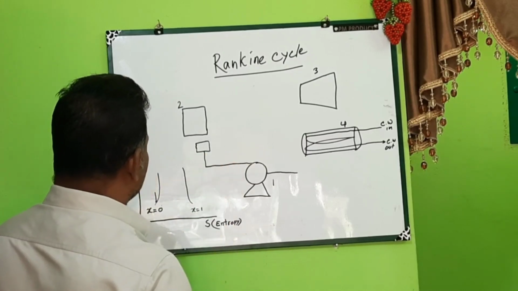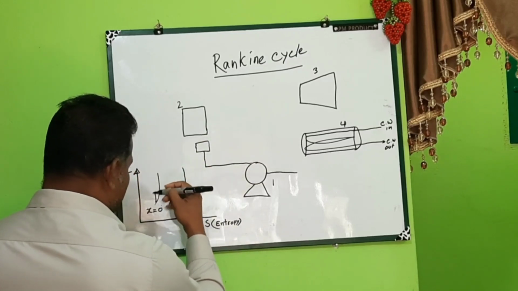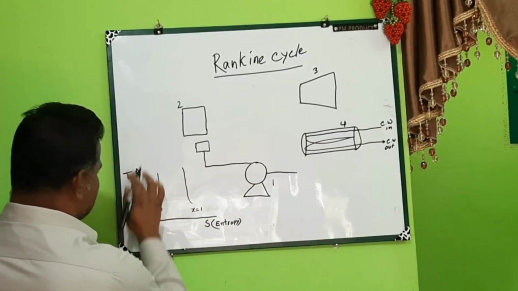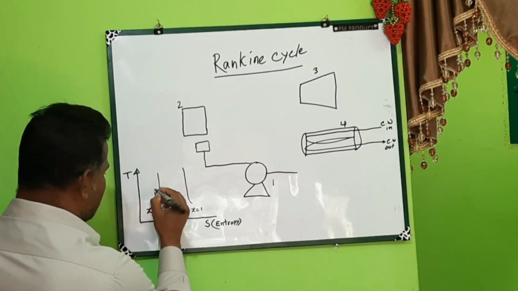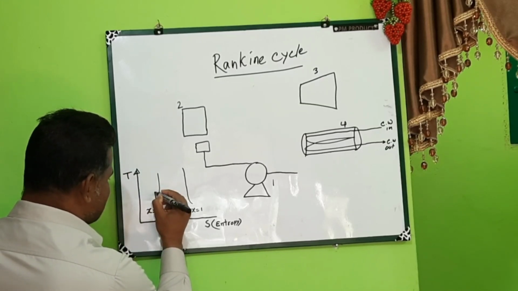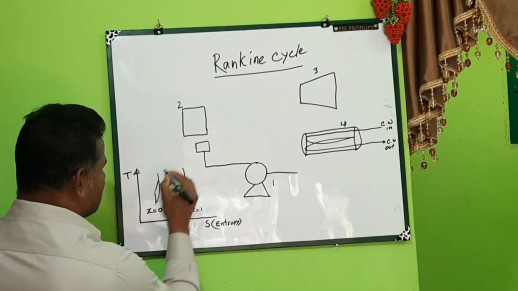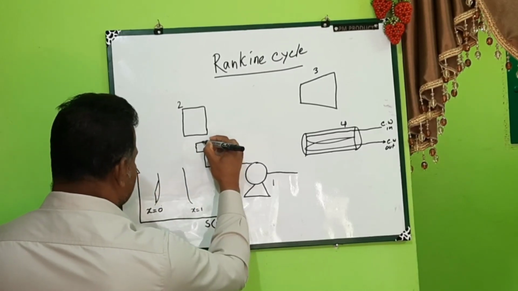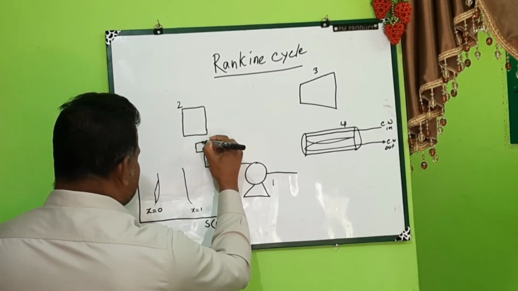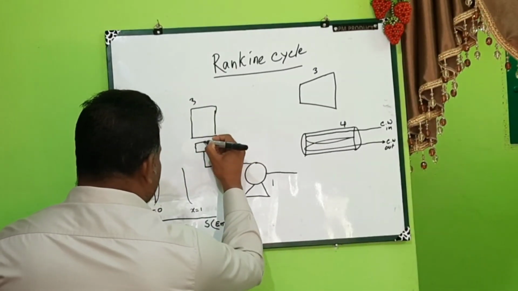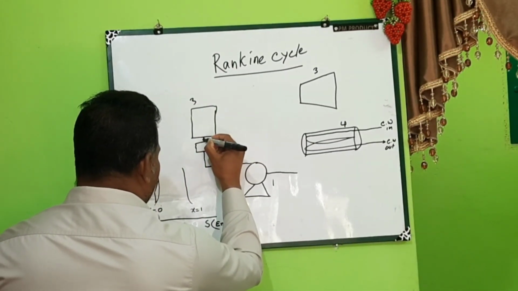It will go to the economizer. After passing this economizer, the liquid temperature will be increased. So where will it go? It will go to the top side. After passing the economizer, this temperature will be increased. After increasing this temperature, it will go to the boiler.